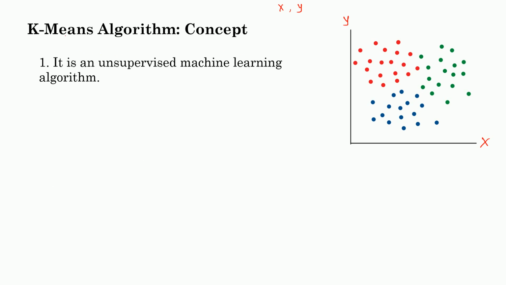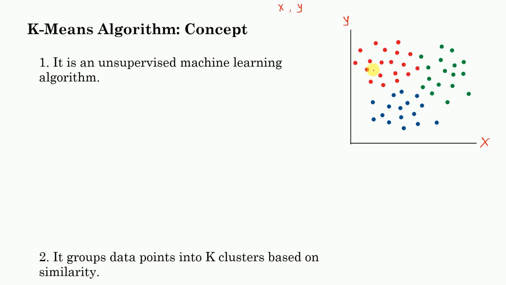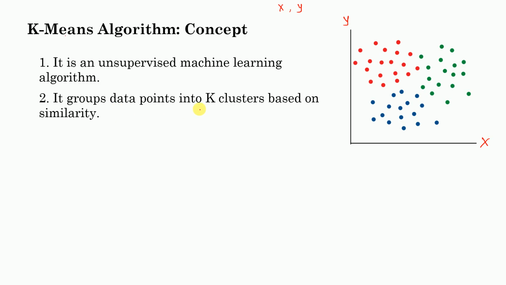First, the basic concepts. Remember, it is an unsupervised machine learning algorithm. Unsupervised means no labels are given to you. Only, as I said, marks are given to you, means attributes are given to you. No classification or labels are assigned to these marks. That's why it is an unsupervised machine learning algorithm. Means the machine learns from this data itself. It groups data points into K clusters based on similarity.